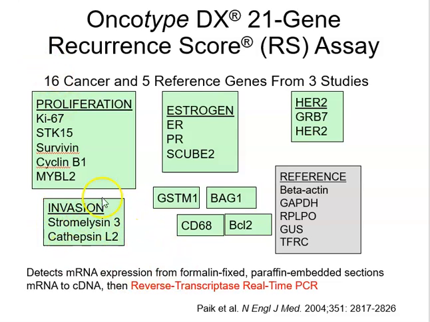We've got the invasion group. These are enzymes which break down the basement membrane and allow cells to invade and spread around. And then the key one here is BCL2. BCL2 is an anti-apoptotic protein. So if cells overexpress BCL2, then they tend to be resistant to apoptosis. CD68 is a tumour macrophage marker, so the infiltration of tumour macrophages is correlated with prognosis as well.